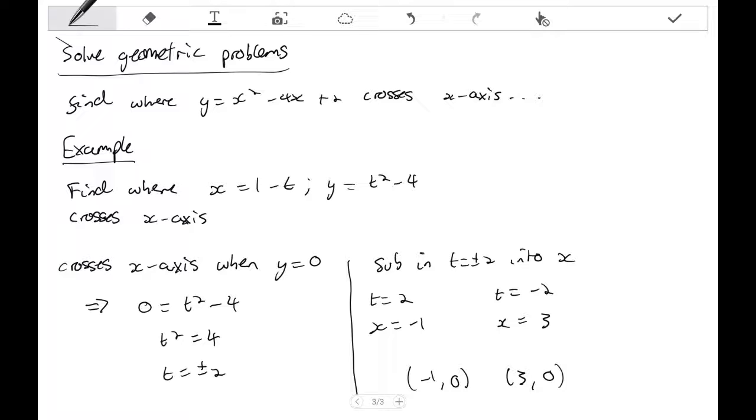Hopefully not too complicated. That's the sort of problem that you might be asked to solve, and in more complex situations, but it's nothing to worry about. All you're doing is applying the knowledge you already know. You know that when a graph crosses the x-axis, y is equal to 0. You use that knowledge and apply it in this slightly different situation, and you can solve these parametric problems. So that's that.